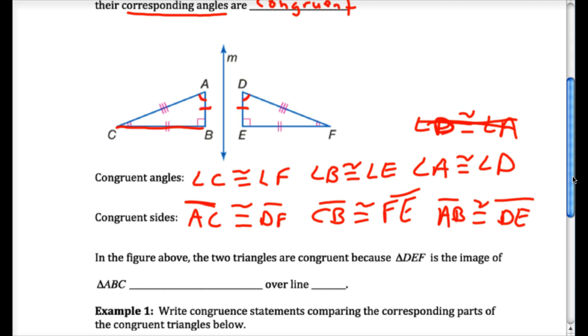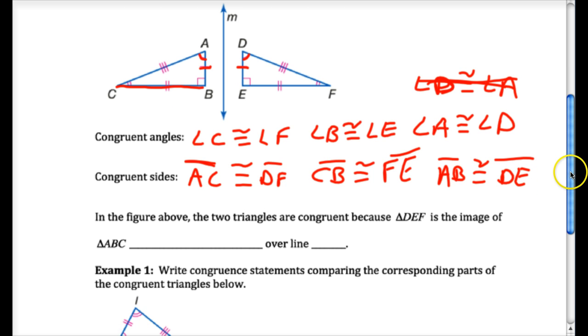Again, angle symbols have to be there. Little lines over your sides, over your segments, have to be there. No lines, no credit. No angle symbols, no credit. All right, now, think about what you guys learned in the last chapter, the one you just took the test on.